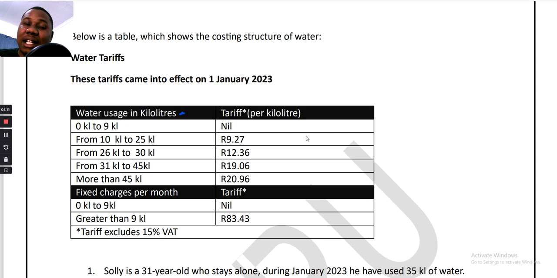Now I am going to unpack how they calculated that amount that you see on your bill. When you look at this table, when you look at the prices here, the prices are going up. And when you look at the kiloliters here, they are also going up. So in a simple way, it means that the more you use water, the more you are going to pay. If you use less water, you are going to pay less.